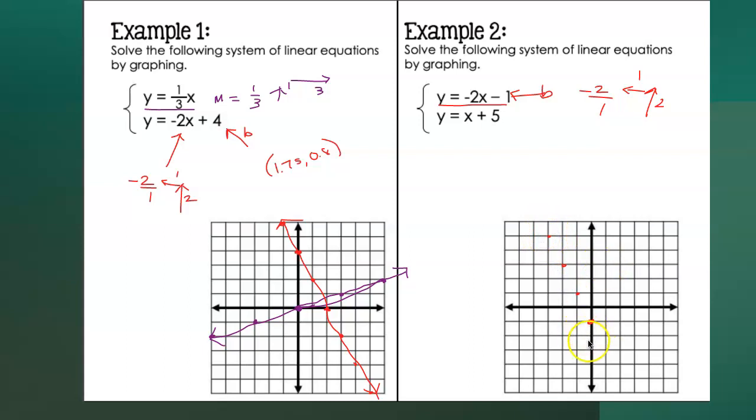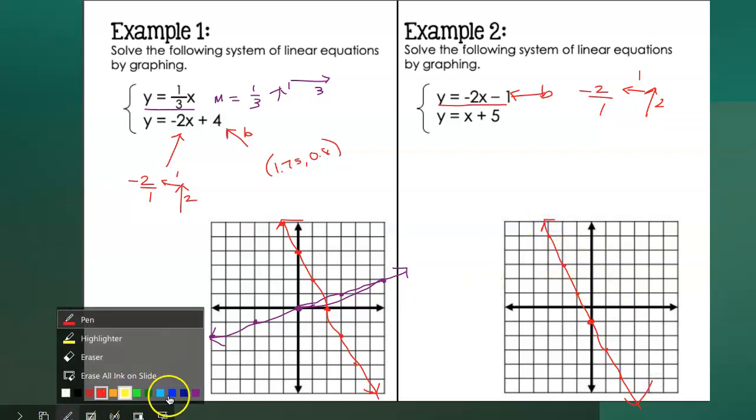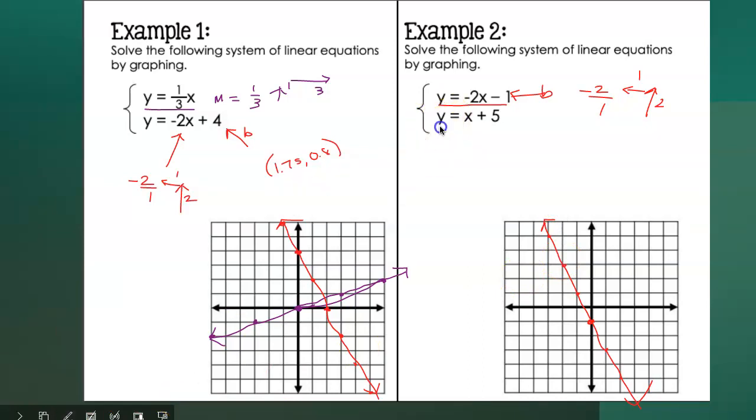And then I can go the other way. Down 2, 1, down 2, 1. And I'm ready to draw my line. Not too bad on that one. Put my arrows on there. Let's switch colors. Let's go to blue for the second one here.